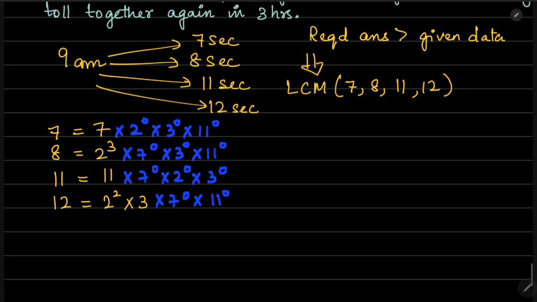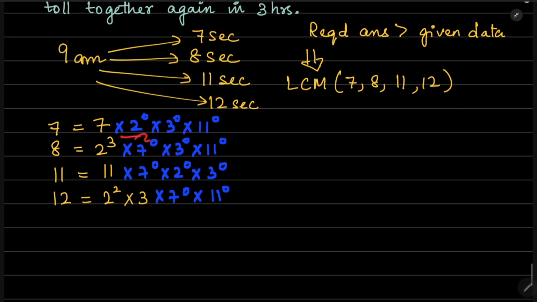Now for LCM you will be taking the highest power. First, what is the highest power of 2 everywhere? It's 2 cube. Next, for 3, check the next one: 3 to the power 0, 3 to the power 0, and then here it is a 3. So it's just 3. Now for 7, the highest power is just 7. And for 11, it is again just 11.